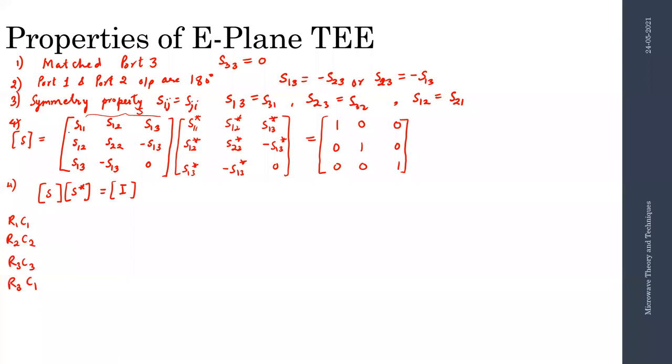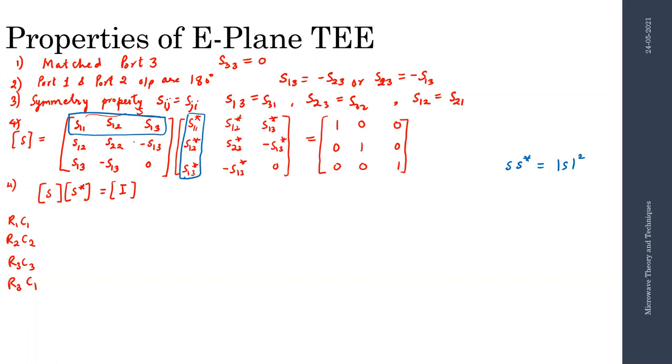R1C1 means take row 1 and column 1. So this is taking the row, and this is taking the column. Just tell me what R1C1 is, and you know that S times S conjugate is mod S square.